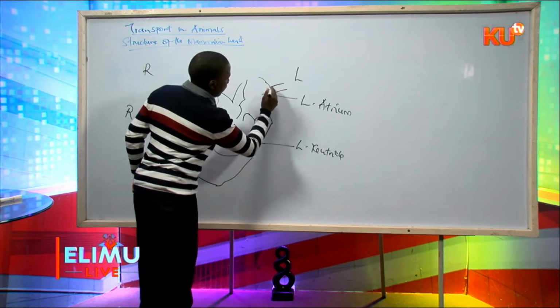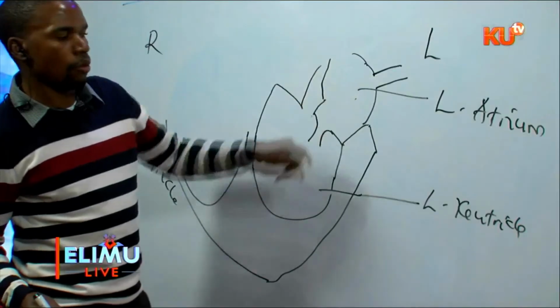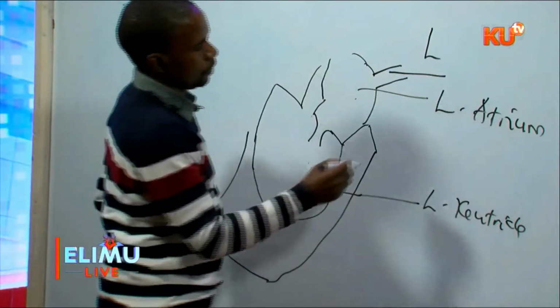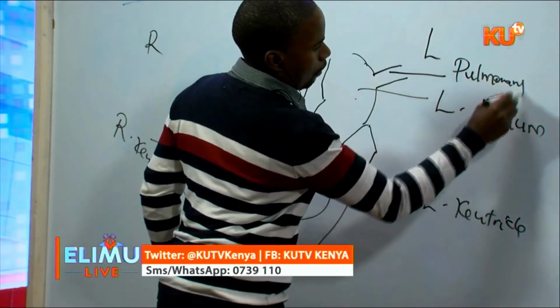Here at the peak of the left atrium, we have what is known as the pulmonary vein.